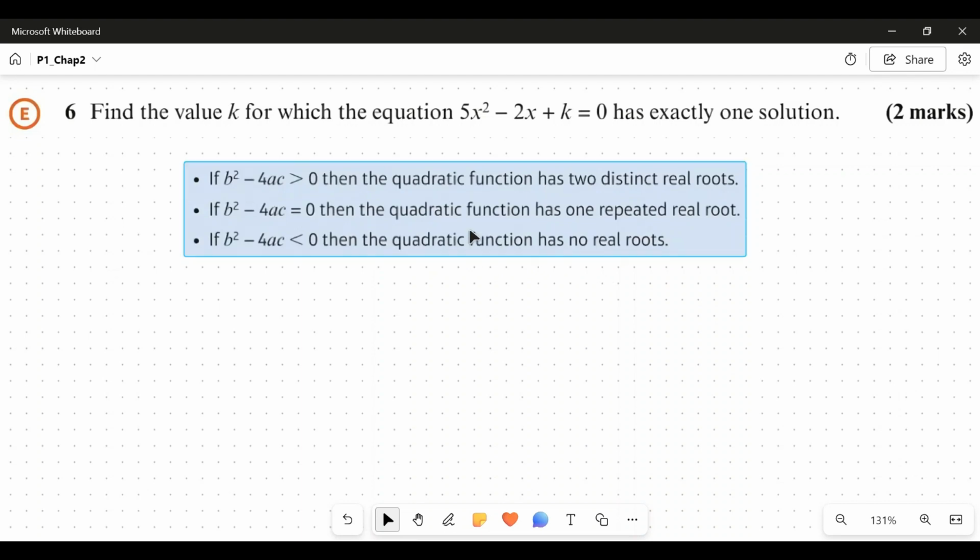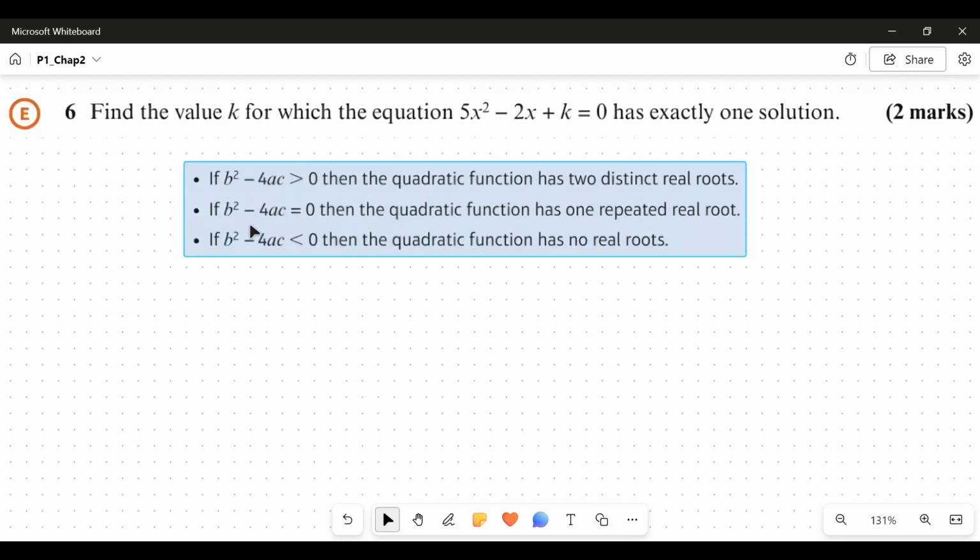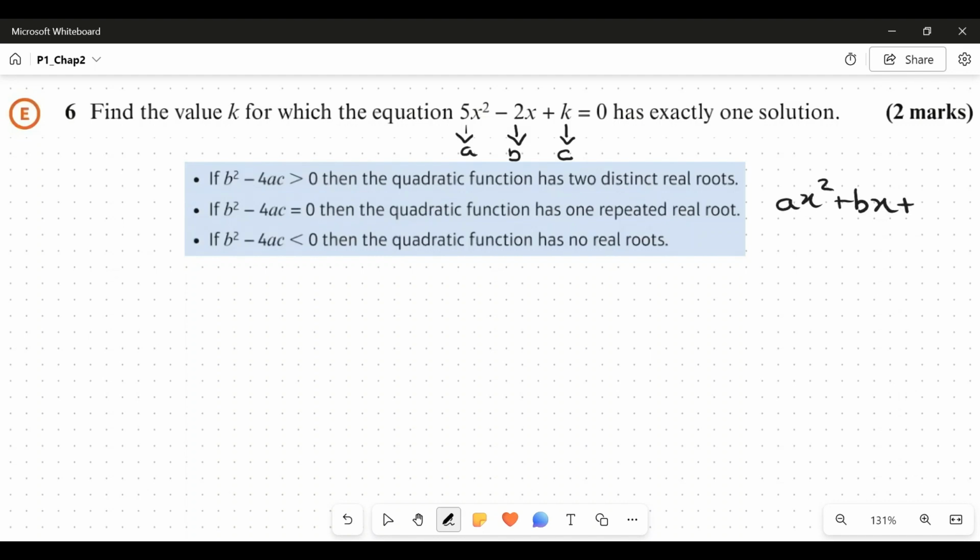So here, we are told that it has exactly one solution, which means b squared minus 4ac must equal 0. So from the equation, the value of a is 5, the value of b is minus 2, and the value of c is k, because this equation is in the form of ax squared plus bx plus c. I'll write the values again. So a equals 5, b equals minus 2, and c equals k.